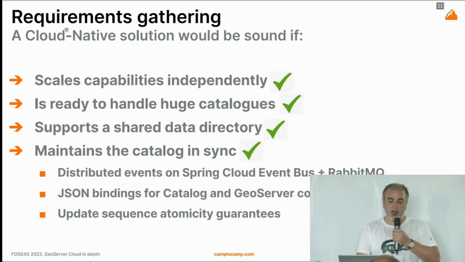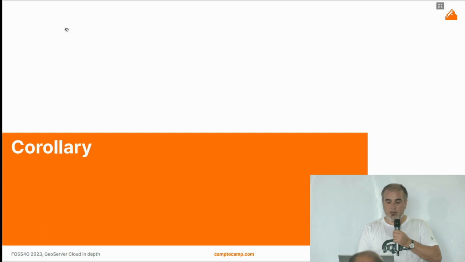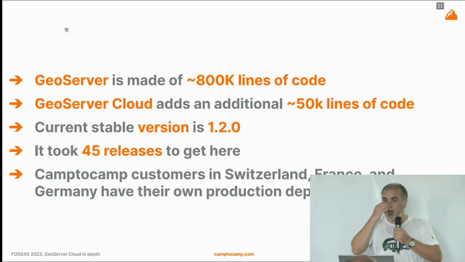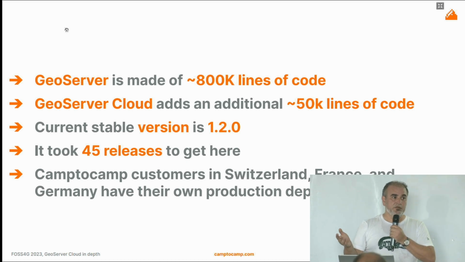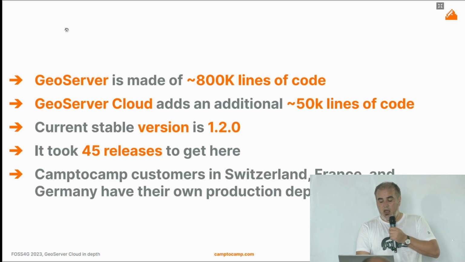And so through that, we got to deal with all these pitfalls to finally get GeoServer Cloud up and running and in production. GeoServer has 800K lines of code, and GeoServer Cloud has another 50K on top of that. We're at version 1.2 currently, with 45 releases to date. It's already in production in several African customers.